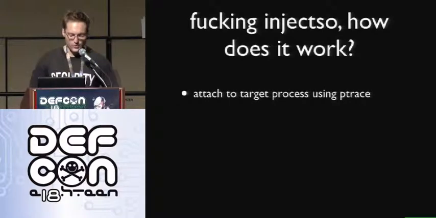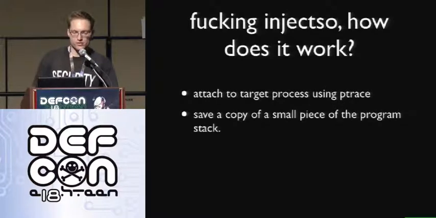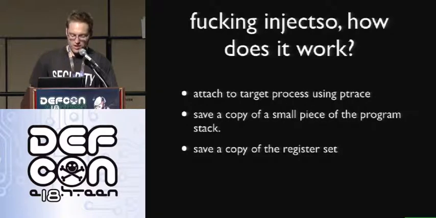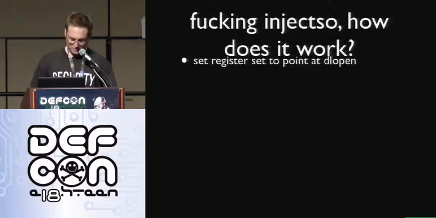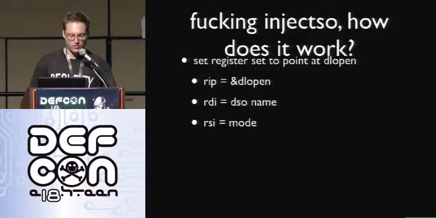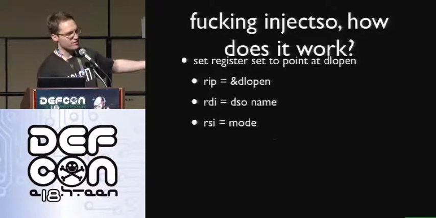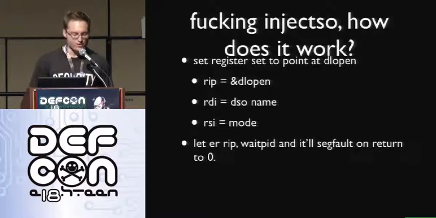So the way Inject S0 works is it just attaches to a target process using Ptrace. It saves a copy of a small piece of the program stack, saves a copy of the register set, and then it creates a fake stack frame with a saved return address of 0. You then set the register set to point to DL open. So you have the instruction pointer pointing to the address of DL open. You set up the arguments, so you have the path to the shared object, the mode stored in RSI, and then you just let it rip.